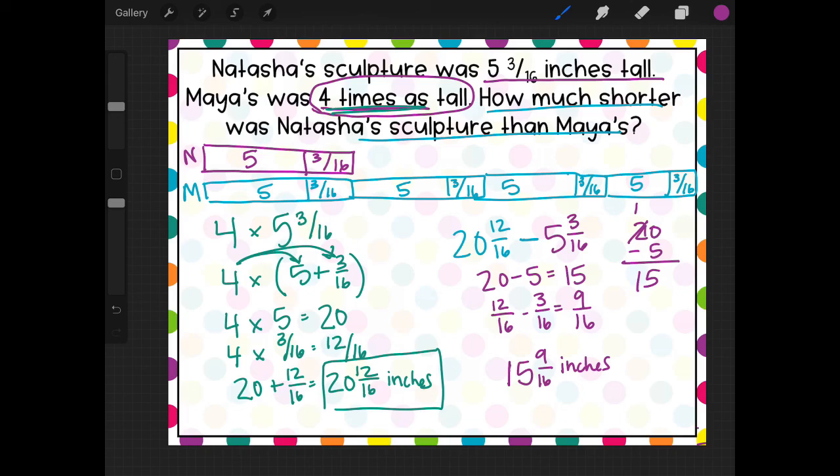inches. So I could write Natasha's sculpture. Oh, let's spell sculpture right. Good job. Natasha's sculpture is 15 9/16 inches smaller than Maya's.